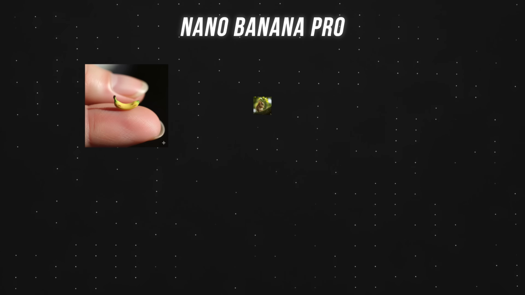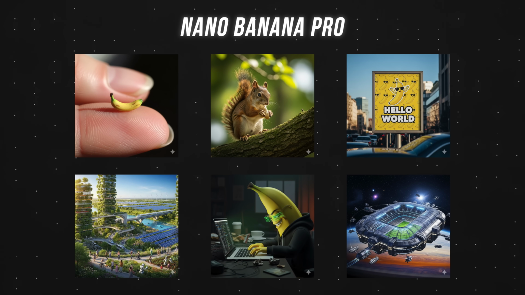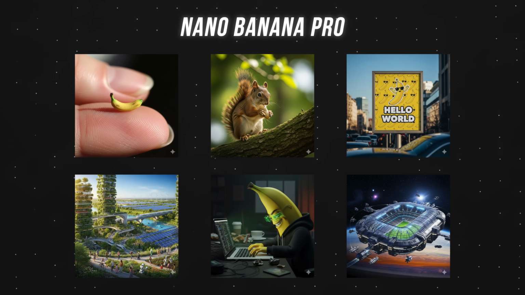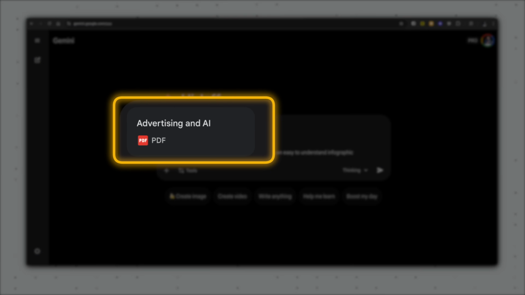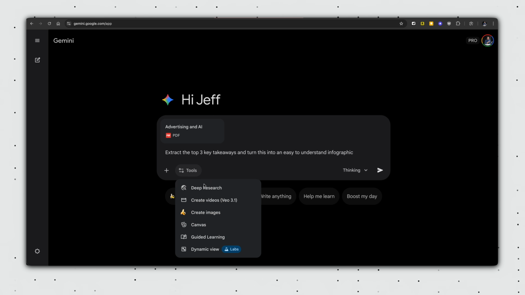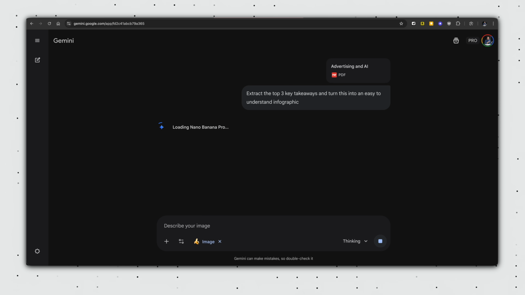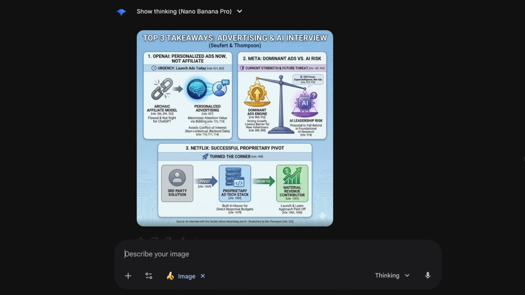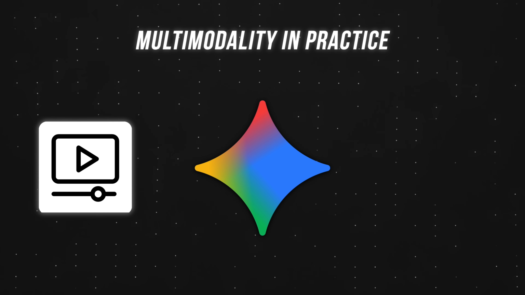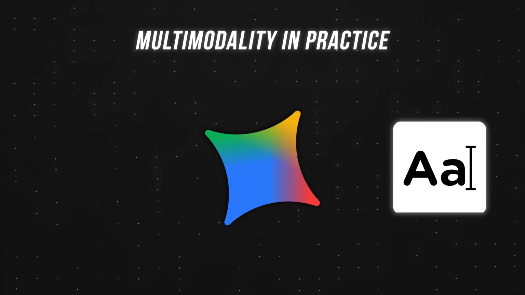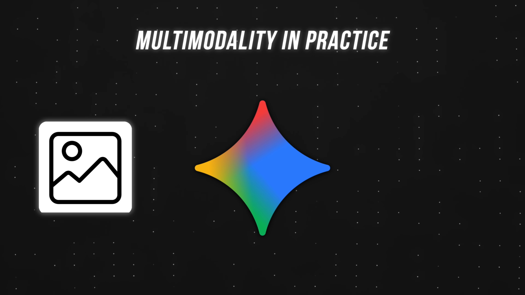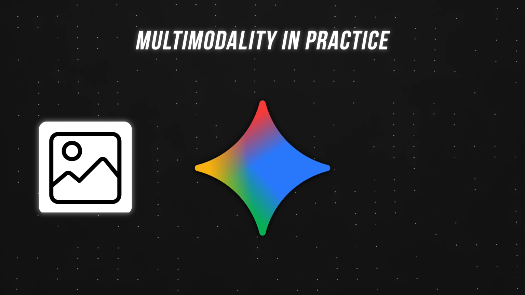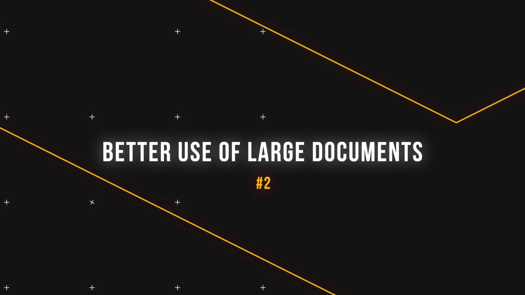On a lighter note, this improved multimodality is also why Nano Banana Pro produces such clean images now. I can take a dense industry report, turn it into a clean infographic with legible text, something previous models struggled with, and tweak the design until it looks just right. It's this fluid movement, seamlessly translating video into text and text into image, that showcases what true multimodality looks like in practice. Moving on to the second major update, better use of large documents.